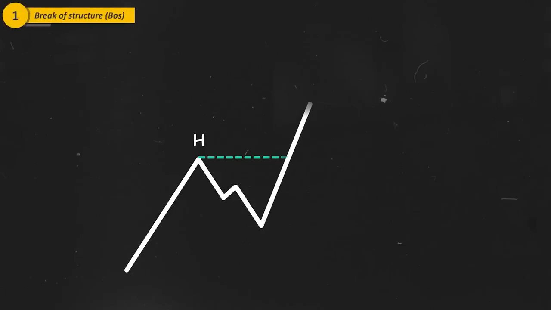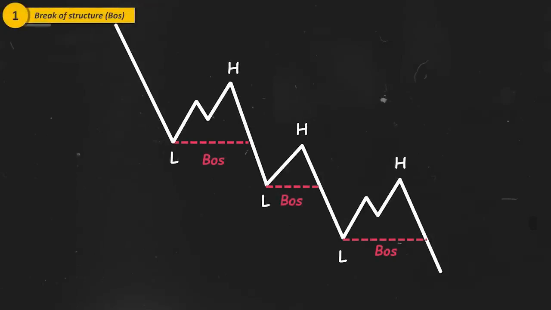The BOS label represents a break of structure, which happens when the price breaks recent highs or lows. A bullish BOS indicates bullish momentum and suggests a possible continuation to the upside. On the other hand, a bearish BOS signals bearish momentum and suggests a possible continuation to the downside.